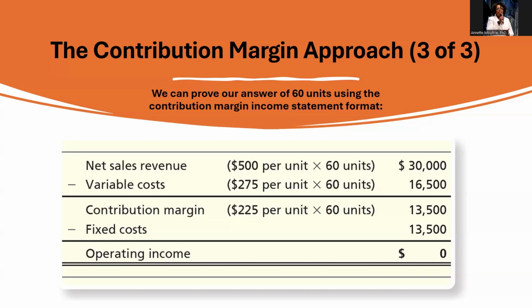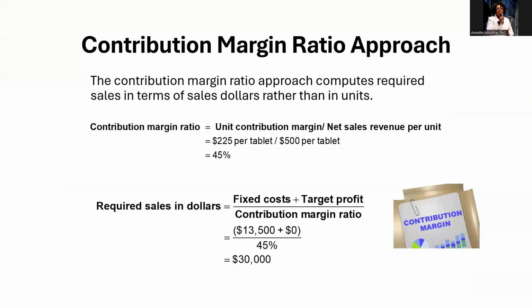So now we're going to enter the contribution margin ratio approach. Some companies can use the contribution margin ratio approach to compute required sales in terms of sales dollars rather than in units. The formula is the same as when using the contribution margin approach, except that the denominator is the contribution margin ratio rather than the contribution margin per unit.